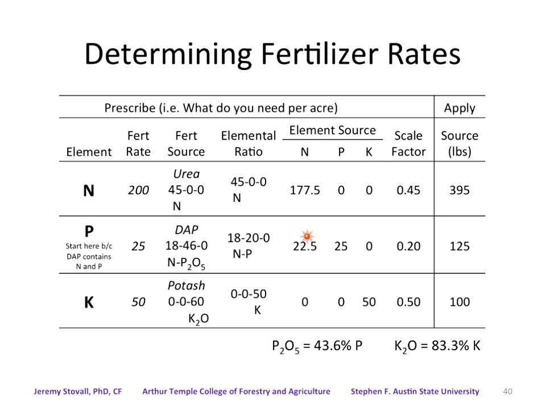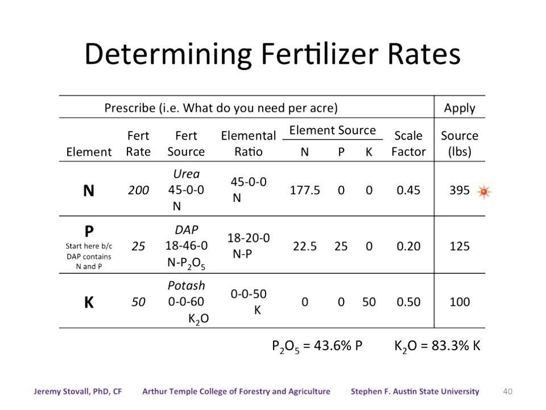We know we've already applied 22.5 pounds per acre, so 200 minus 22.5 is 177.5 pounds per acre. And so now all we do is take that 177.5, divide it by 45%, which becomes 0.45, and we know we're applying 395 pounds of urea per acre. And so now you know what to order depending on the acreage of your tract.